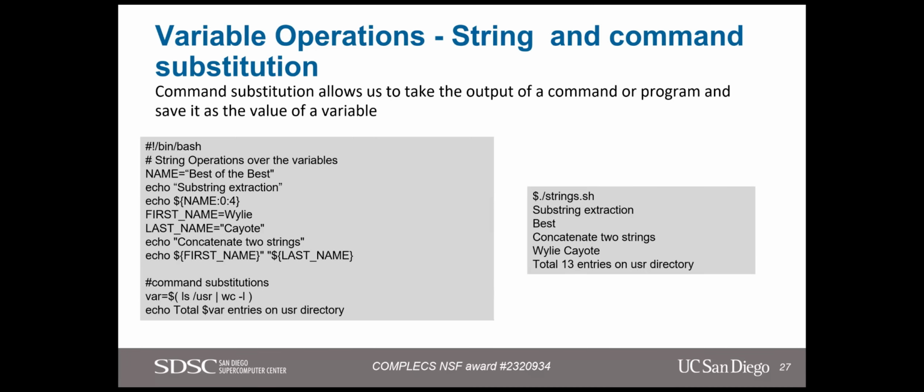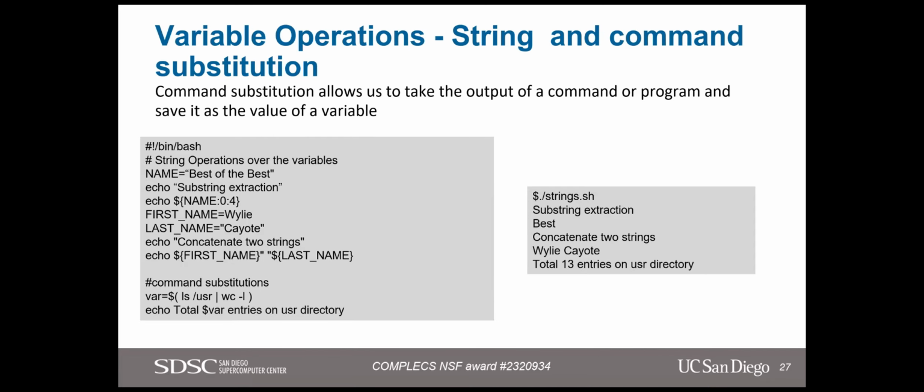On the flip side, we can use operators for string and command substitutions. So this can allow us to take the input or output of one command or program and save it as the value of the variable. So we mentioned with variables, if it is just one word, you don't need to use quotes. However, if it's longer than one word, you have to put quotes around it to make sure that it captures everything in it. So our first example here, we're going to set the variable name to be equal to the best of the best. And then we're going to do some substring extraction from it.